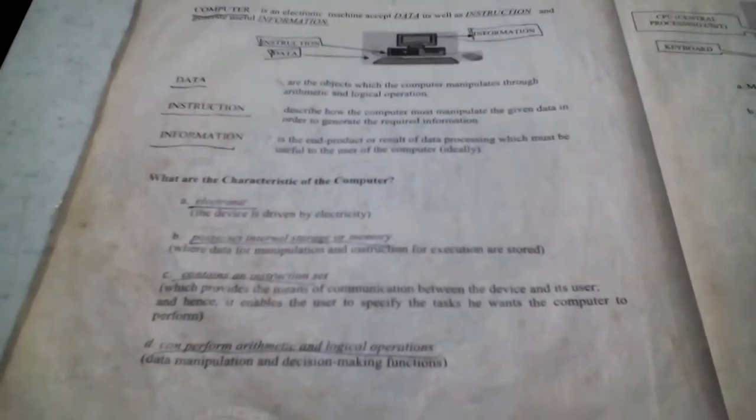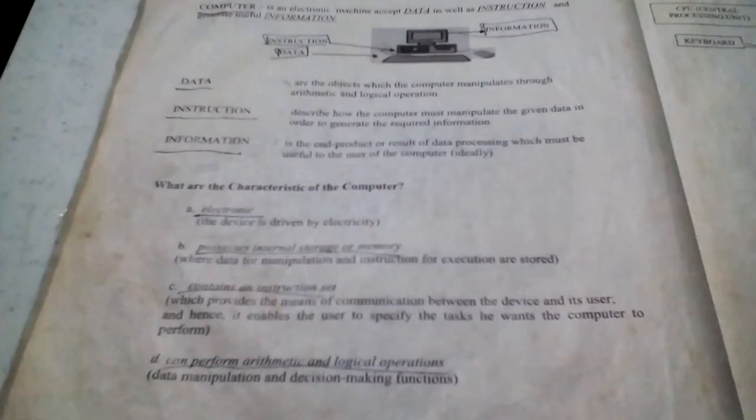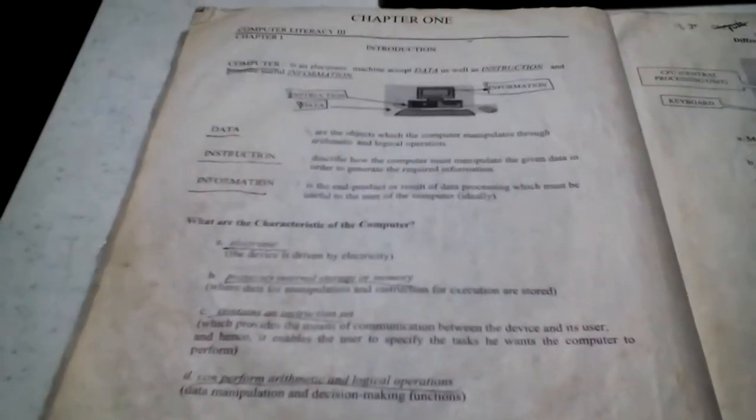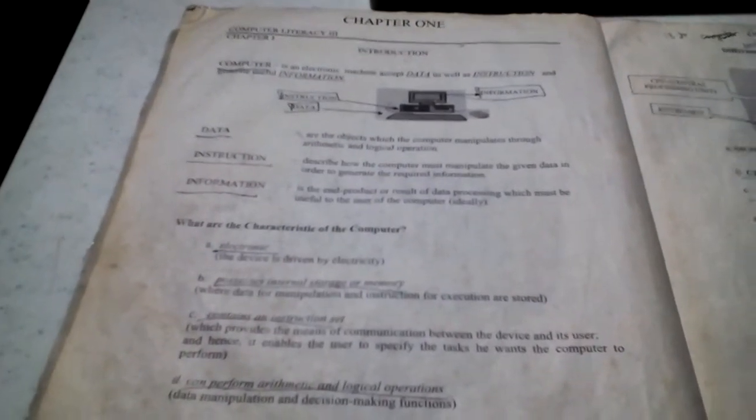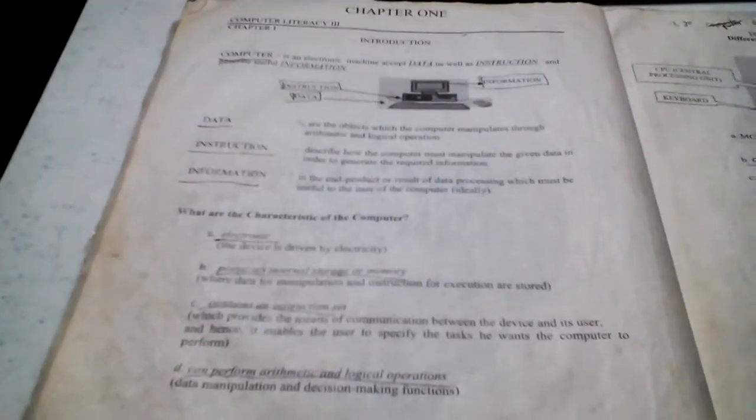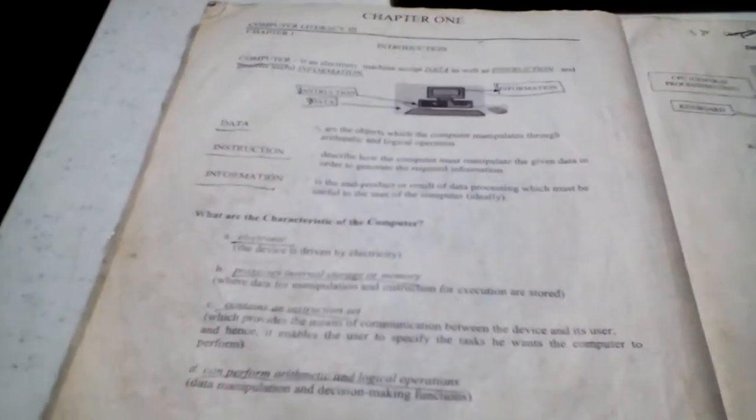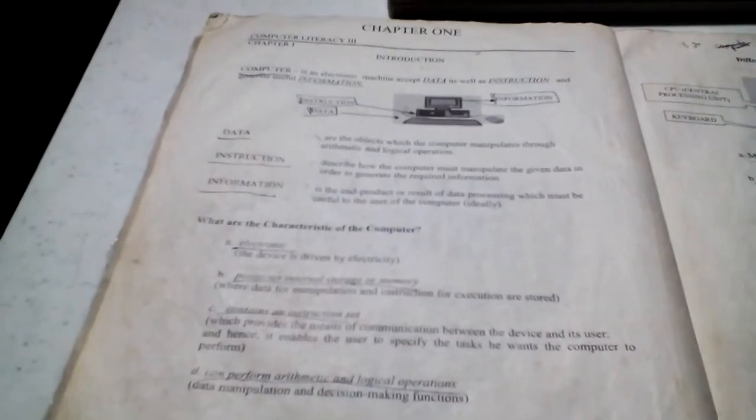And then lastly, it can perform arithmetic and logical operations. There are two parts: the control unit and the arithmetic logical unit, for data manipulation and decision-making purposes. So the next part of this video is the parts of the computer, which is the important one.